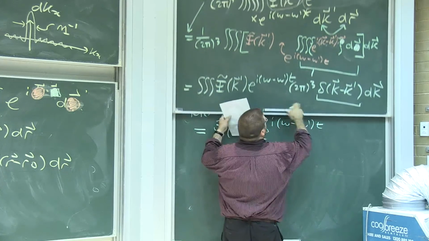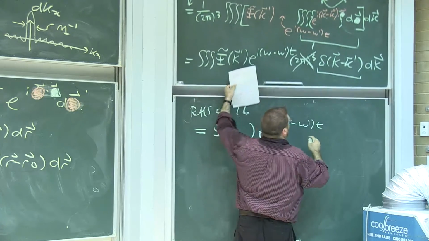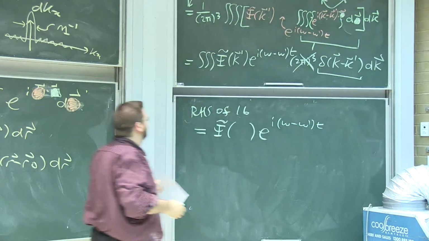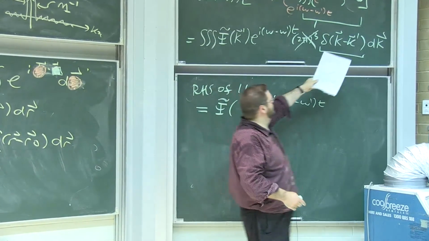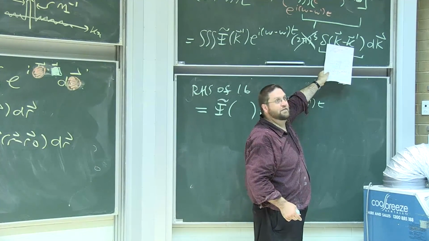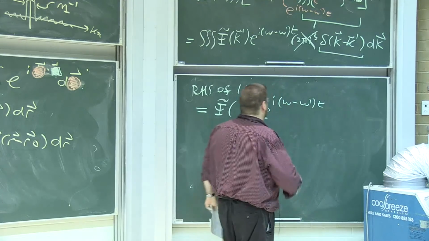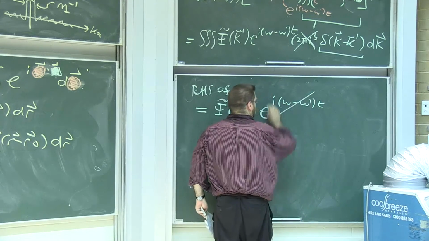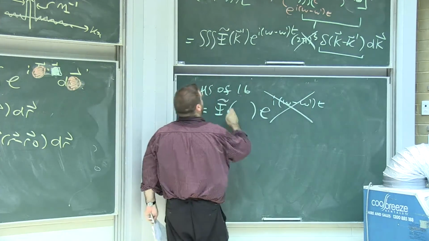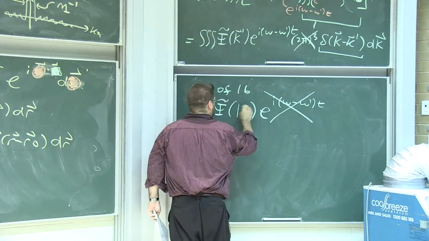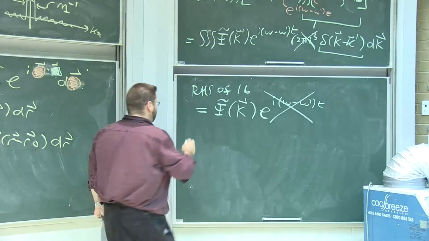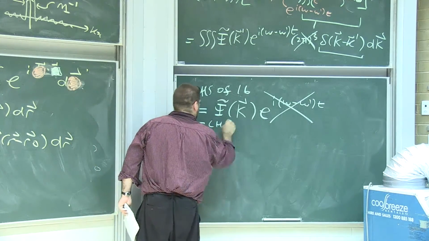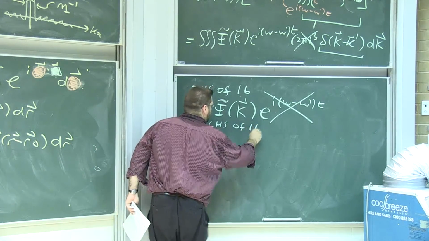Sorry, that 2 pi cubed shouldn't be there. We're left with this shell of a function. We need to set this to naught. In other words, k has to equal k prime. If k equals k prime, then omega will equal omega prime, so that's gone. And if k equals k prime, then k prime equals k. Yep. But this is the left-hand side of 16, which makes us happy.